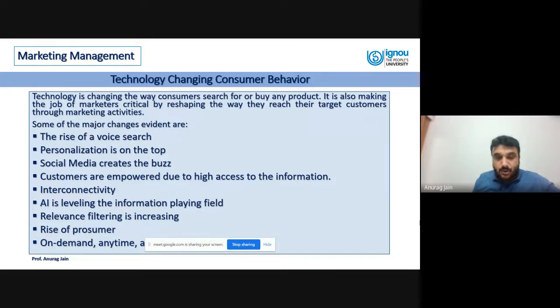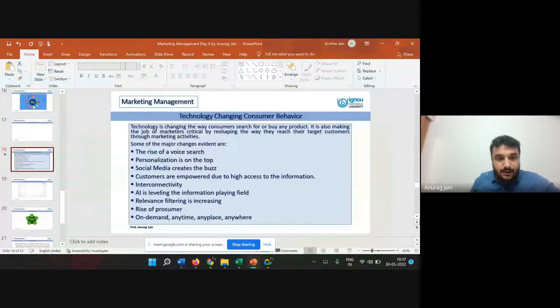So these are some of the changes which we are witnessing all across, and which are playing a major role in changing consumer behavior. And as consumer behavior is changing, the marketing strategies and channels which marketers use are also changing. So that is the idea which I intended to discuss here.